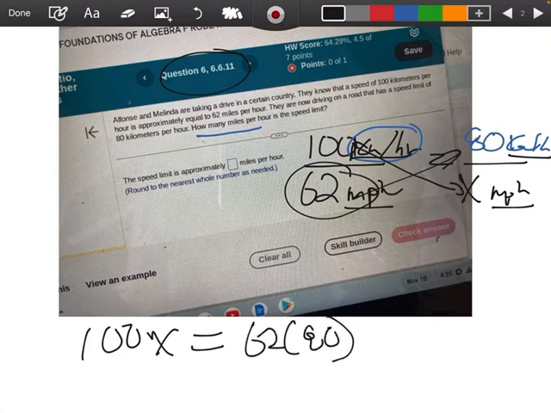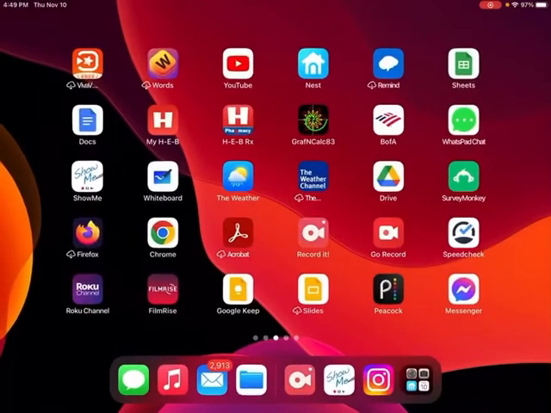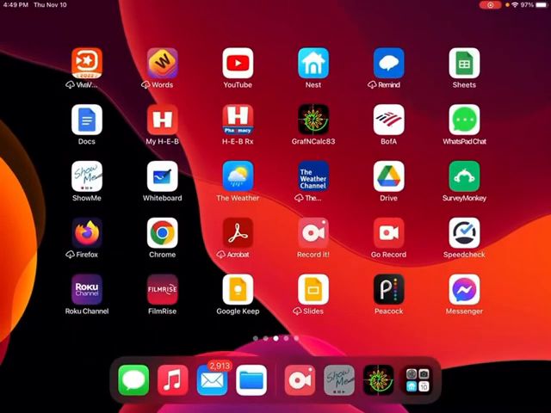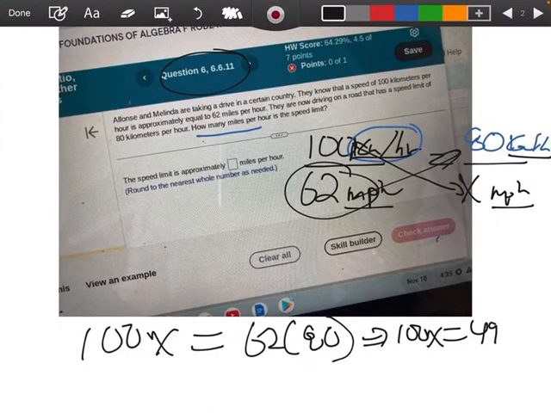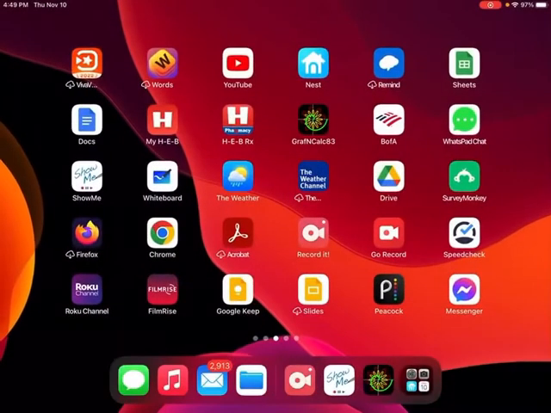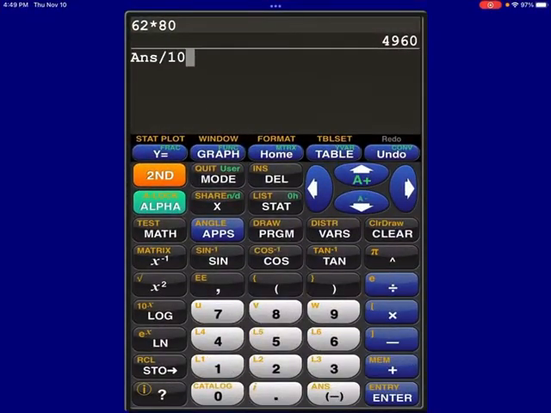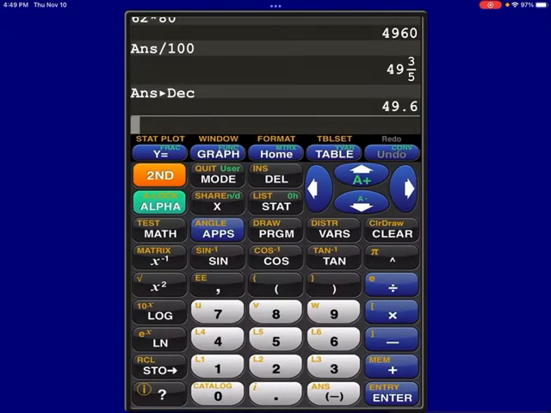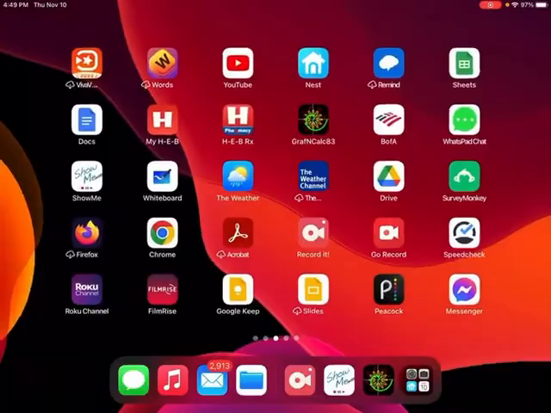Okay, we'll figure out what that is in a second. So that's going to give me 100x equals, let me get my calculator. 62 times 80 is 4960, and then I'm going to divide it by 100. Okay, so let's divide that by 100, and I'm going to make that into a decimal right here, 49.6. So I'm coming up with 49.6.